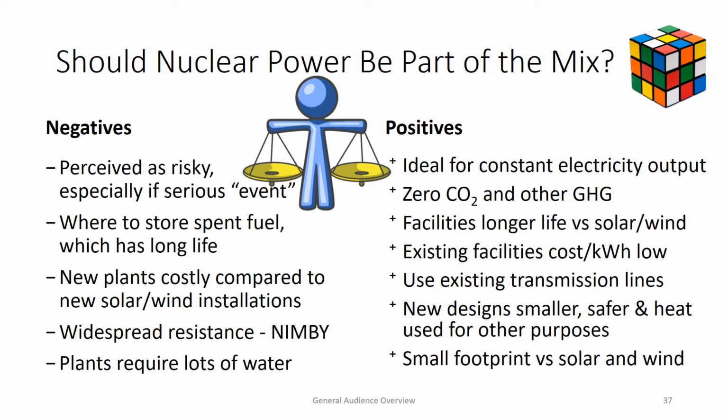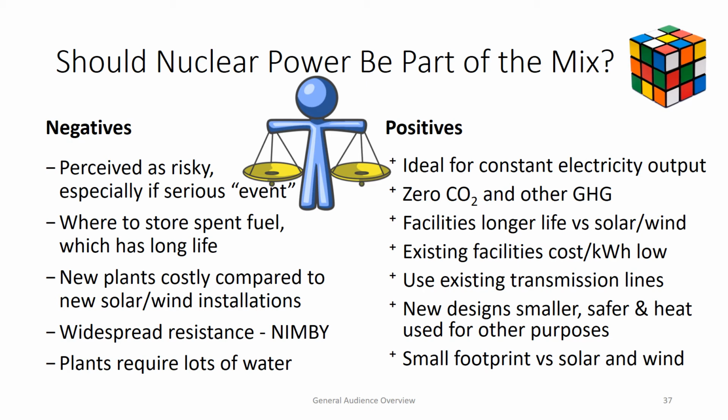New plants are costly compared to new wind and solar, so there's an economic issue on new. There's widespread resistance to nuclear plants, not in my backyard, and they do require water for operation. On the positive side, so this is what we're trying to do, balance this. It's ideal for constant electricity output. Now, they talked about base load demand, and nuclear plants are perfect for that. They go all the time. There's zero CO2, another greenhouse gas.